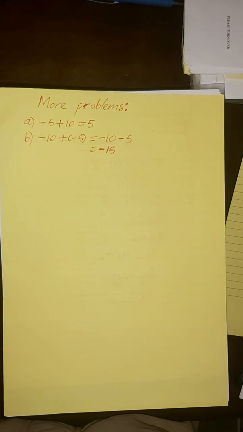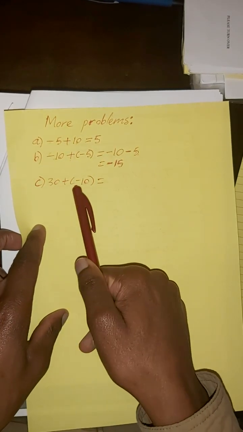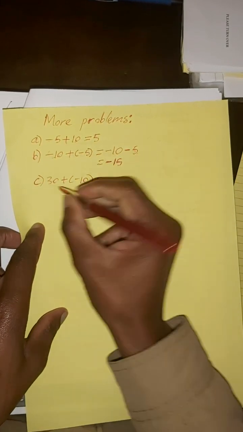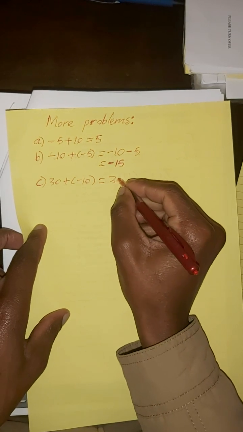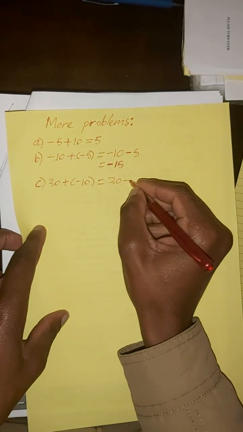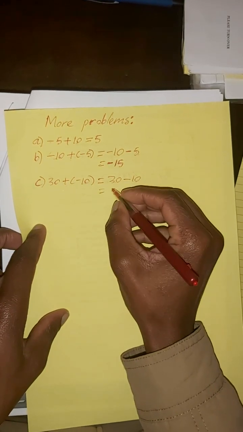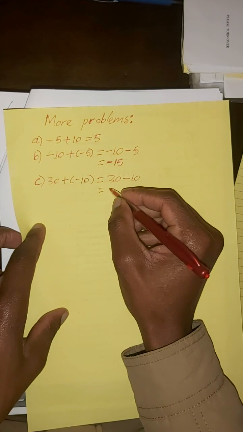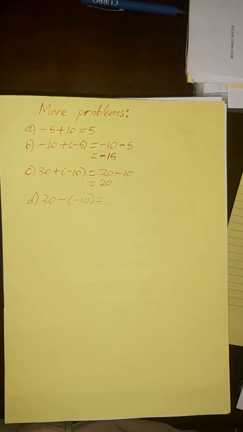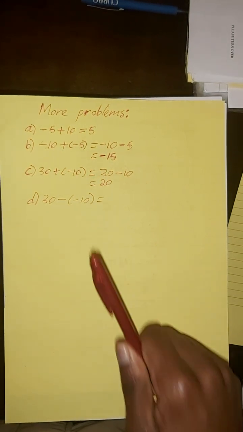Let's go to another one. Okay, here we have 30 plus, in brackets, negative 10. Again, we're going to say positive times negative 10. The 30 is going to be dropped. Then when you say positive 30 minus 10, we get negative 10. And then from there, we say, what is 30 minus 10? The answer is going to be 20. Then we're done. What if I was given 30 minus, in brackets, negative 10?